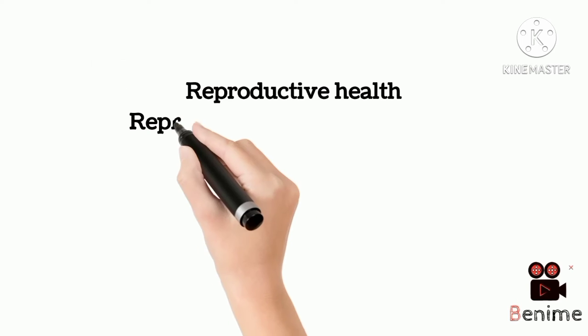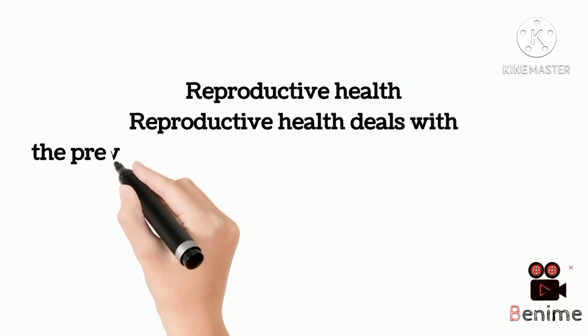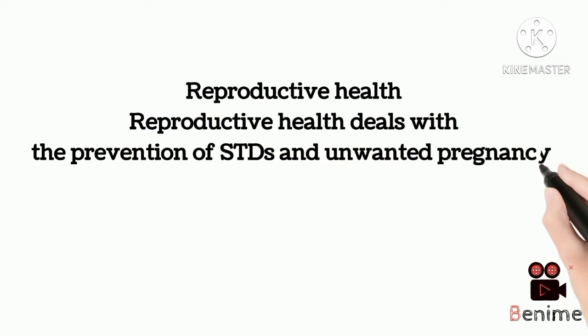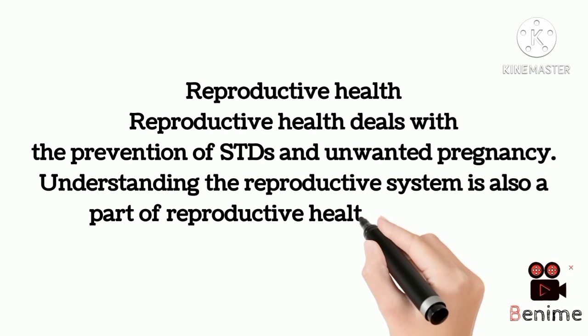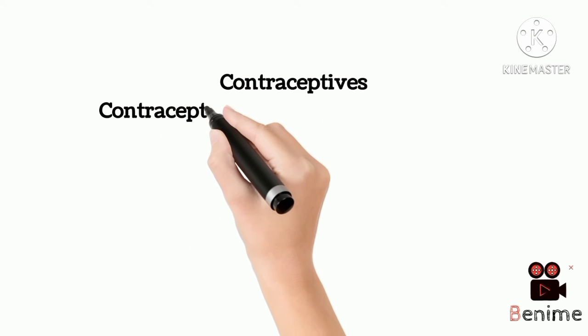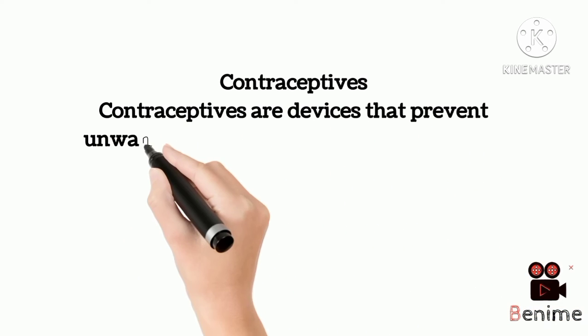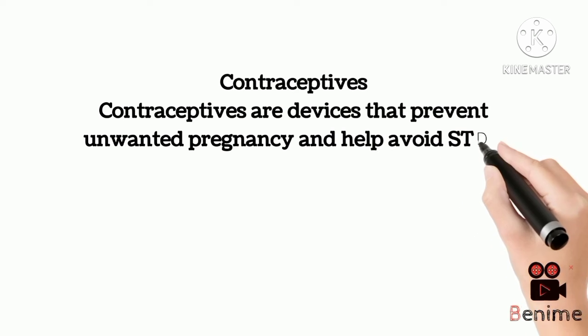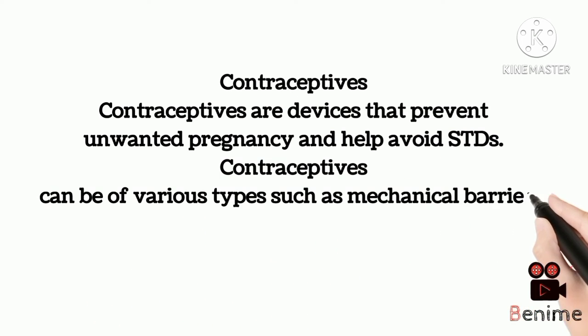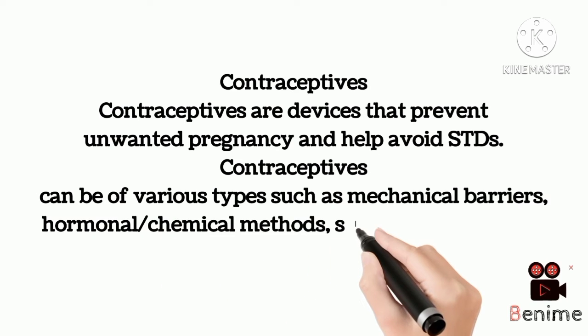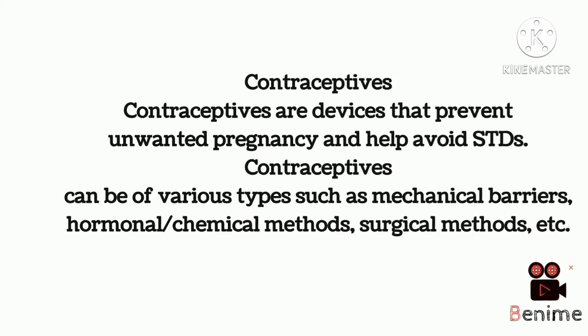Reproductive health. Reproductive health deals with the prevention of STDs and unwanted pregnancy. Understanding the reproductive system is also a part of reproductive health awareness. Contraceptives. Contraceptives are devices that prevent unwanted pregnancy and help avoid STDs. Contraceptives can be of various types, such as mechanical barriers, hormonal chemical methods, surgical methods, etc.